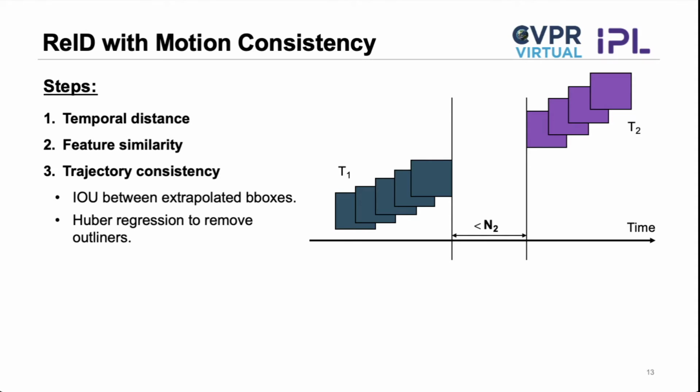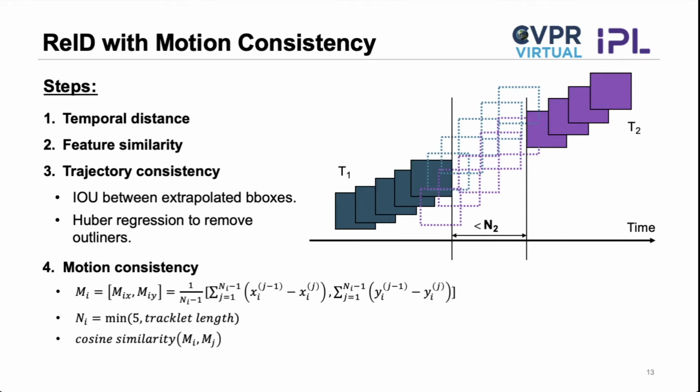Then, Hilbert regression is used to extrapolate the interval respectively. The average IOU of the extrapolated bounding boxes is confined to be above the threshold. Meanwhile, the motion of each trajectory is defined as the average moving vector of the top left point of the bounding boxes in the last or first n frames. N is equal to 5, or the tracklet length if it is shorter than 5, in the implementation. The cosine distance of motion 1 and motion 2 should also satisfy the criteria.